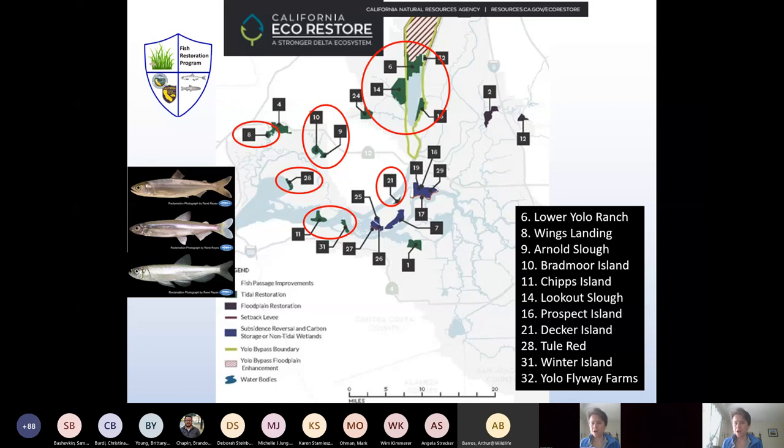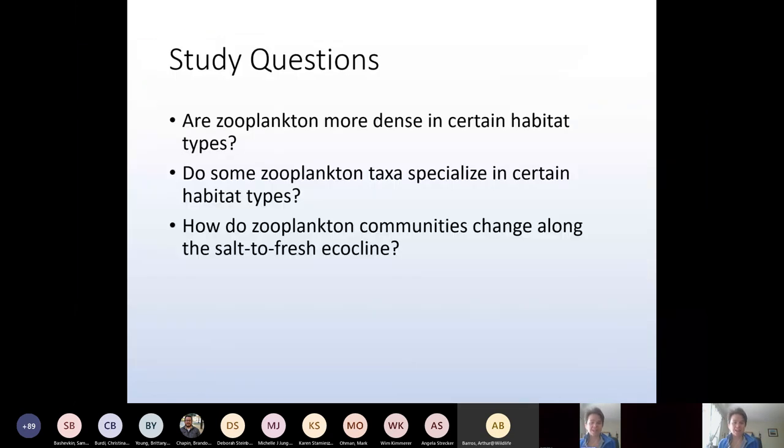So, as a part of doing all this restoration, we want to see whether it actually worked the way we expected it to, whether it actually caused this boost of production and gave fish access to the highly productive habitat. So as part of that, the Fish Restoration Program monitoring team has been going out and catching zooplankton, benthic invertebrates, measuring vegetation, all kinds of stuff. And the aspect that I'm going to be talking about today is in terms of what differences we see between the tidal wetland habitats and other habitats in terms of zooplankton. So are zooplankton more dense in certain habitat types?